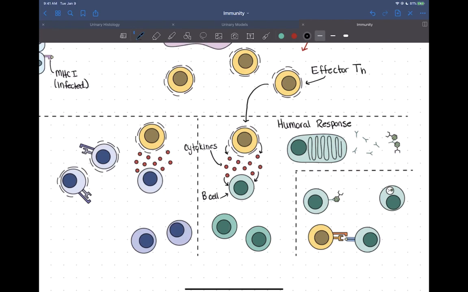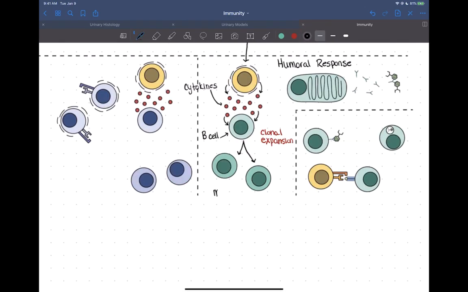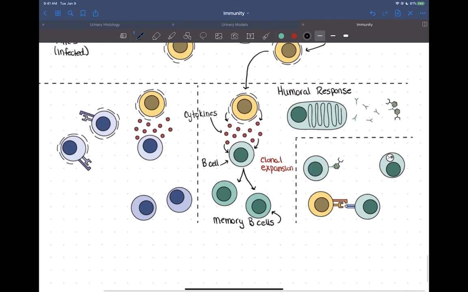That B cell is going to become activated. Okay, remember it's going to go through clonal expansion, and it will develop either memory B cells, right, which would be these guys. So these are our memory B cells, or they will become our plasma cells, which remember are these big guys with those big chunks of rough ER. All right, so this is a plasma cell.